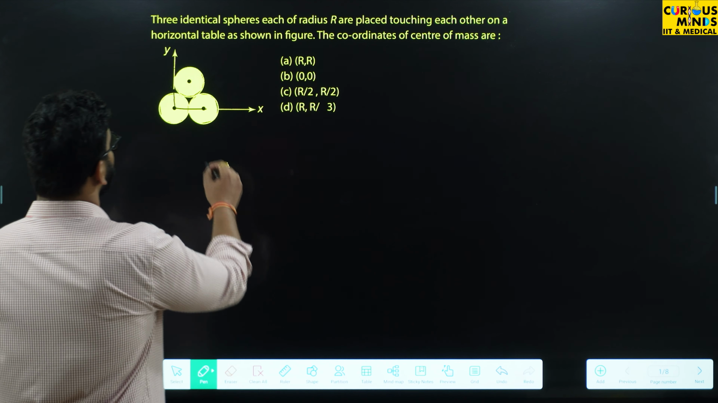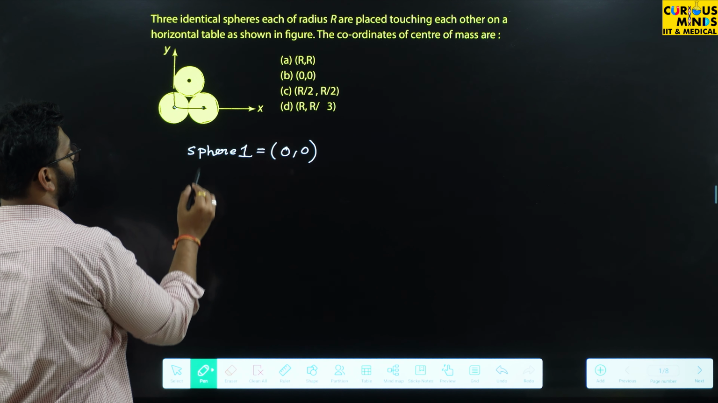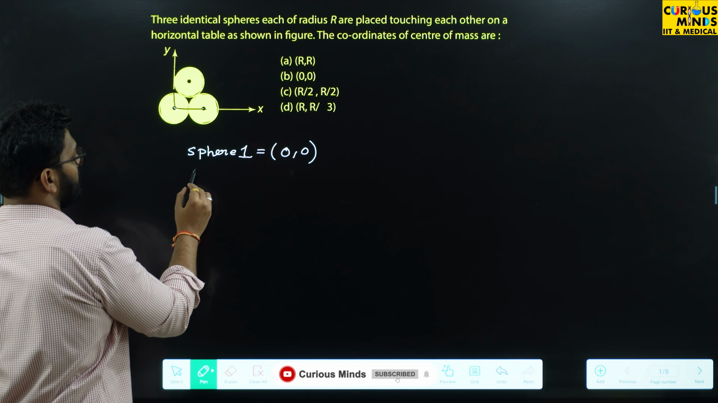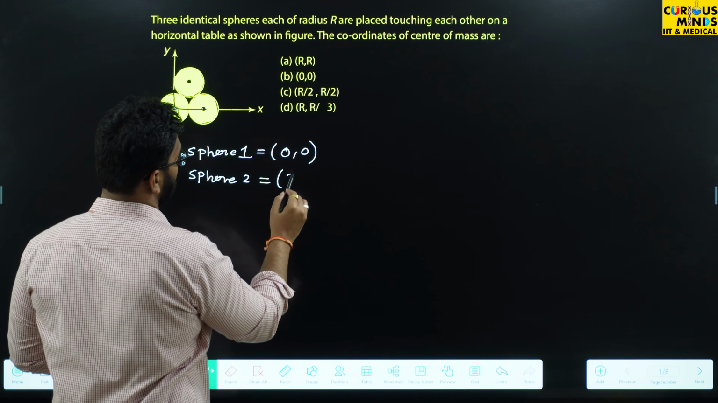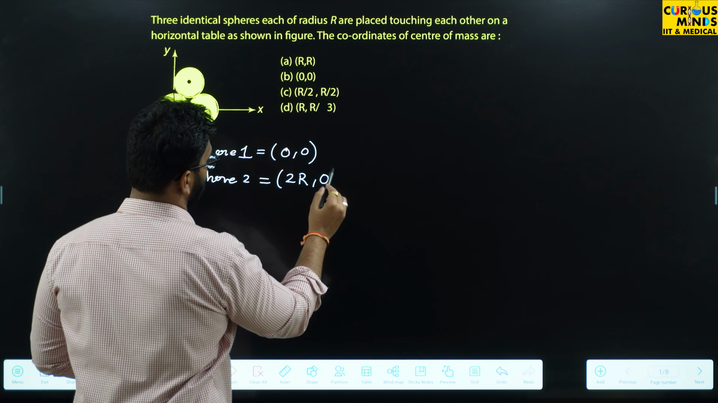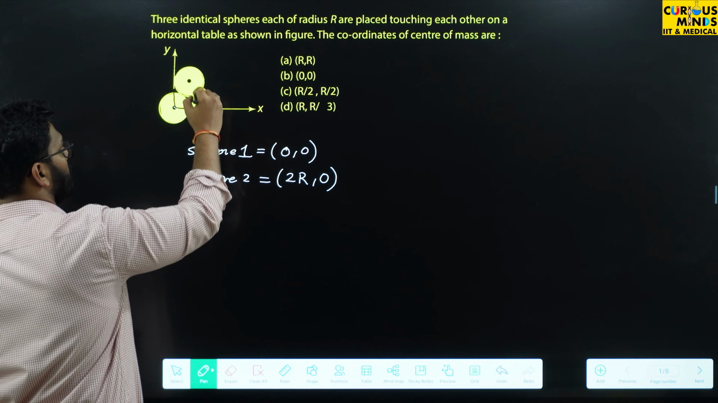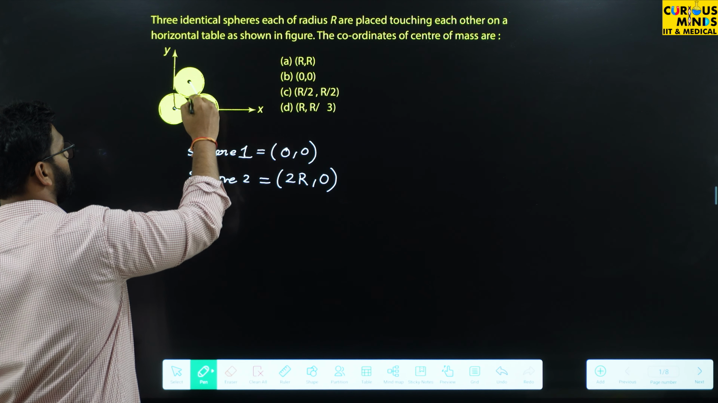See, let's say this is sphere 1. The coordinates are, this is the origin, we can take it as the origin. And for this sphere, what are the coordinates? This distance is 2r and on the y-axis, this is 0. So sphere 2 is at 2r and 0, right? Now here, what will be the coordinates of this one?